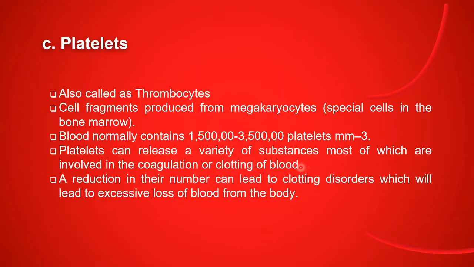So these are the cell fragments. Platelets are developed from the megakaryocytes of the bone marrow, and they release thromboplastin, which will initiate the clotting. Now a reduction in their number can lead to a clotting disorder, which will lead to excessive loss of blood from the body. So this way you can see that coagulation is very important for this phenomenon. The platelets are very important.